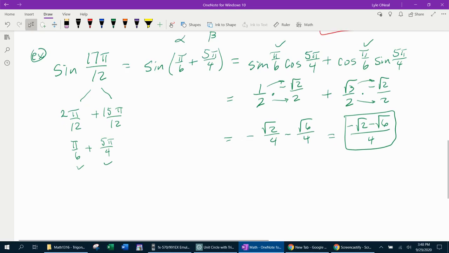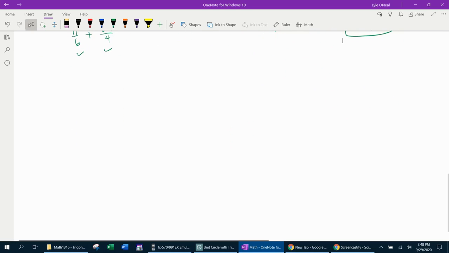And that's it for that example. I got several more examples, okay? Next problem. Let's say that we're given sine of 20 degrees, cosine of 10 degrees, plus cosine of 20 degrees sine of 10 degrees. And the instructions say find the exact value.